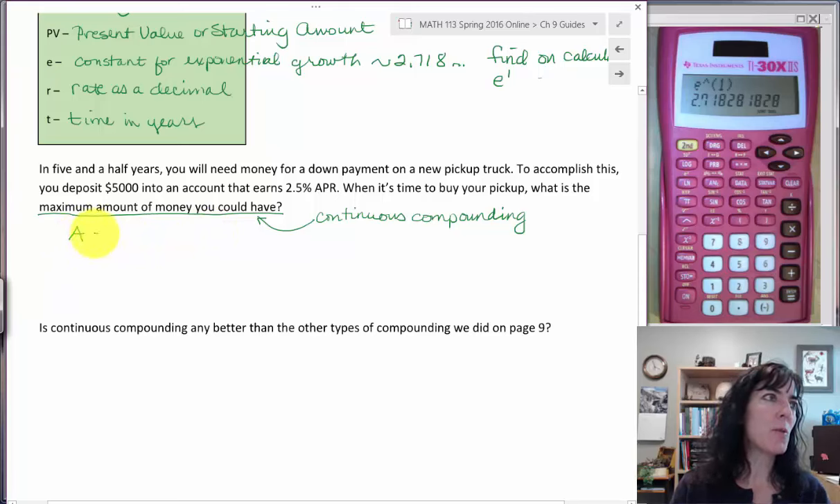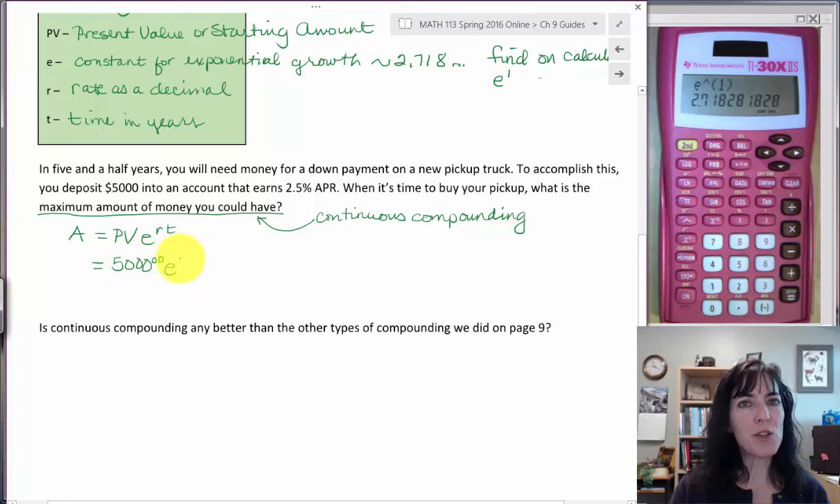So we have A equals PV, the present value, times e to the rt, and PV is going to be for this problem $5,000. And then we have e, that's just the exponential growth constant. And we put our rate, which is 2.5%, so we can put it in as 0.025. Remember, you can also use 2.5 and then put that percent symbol after it. And then how many years?